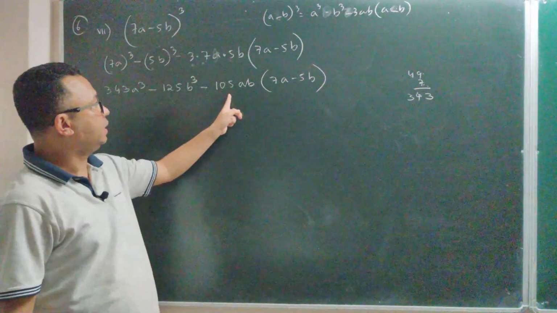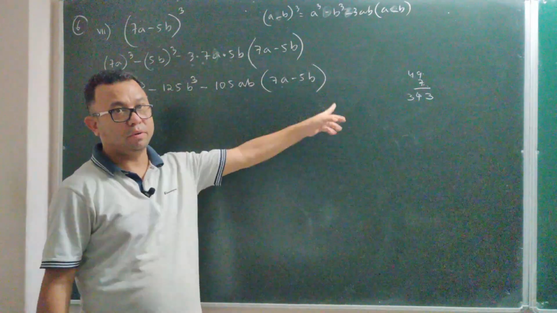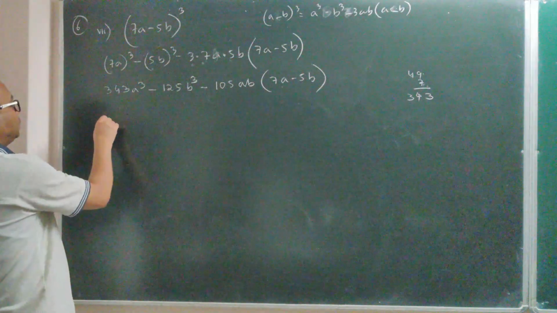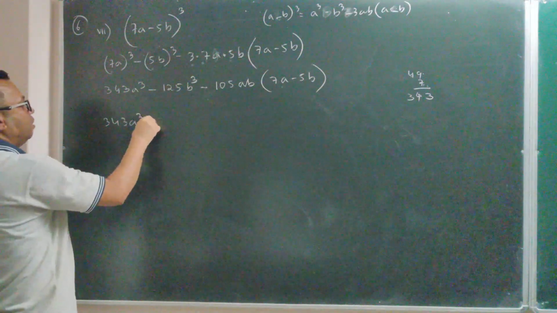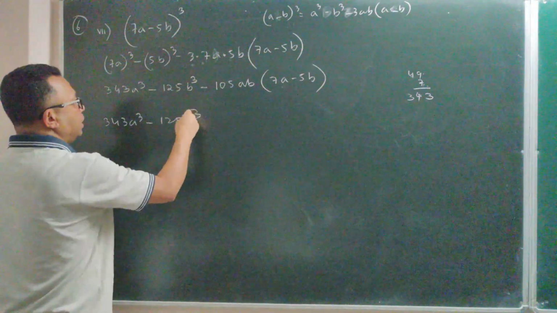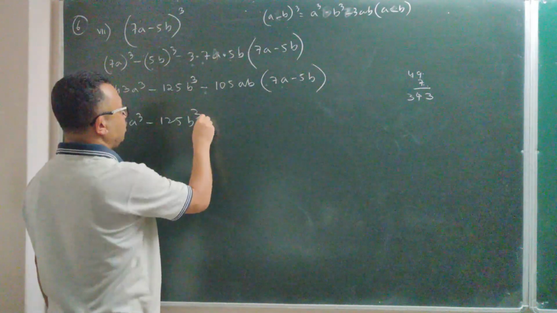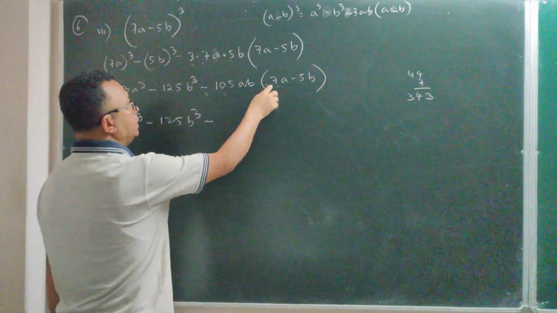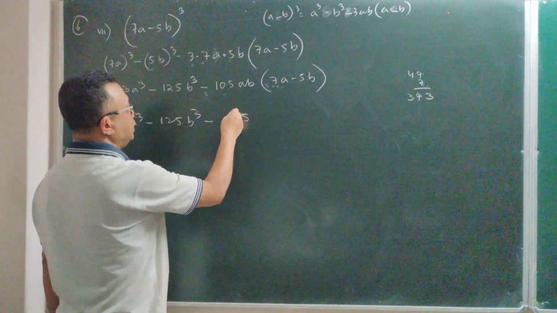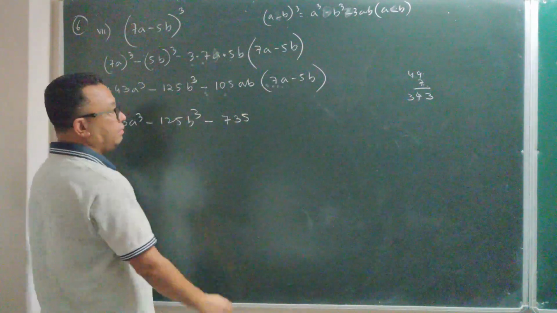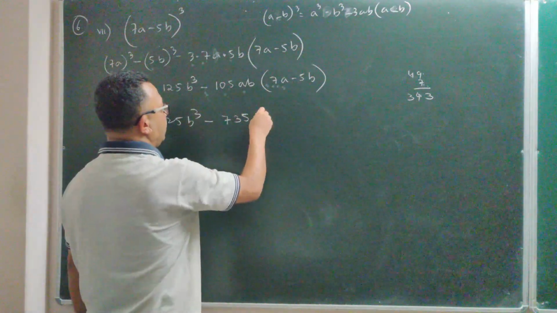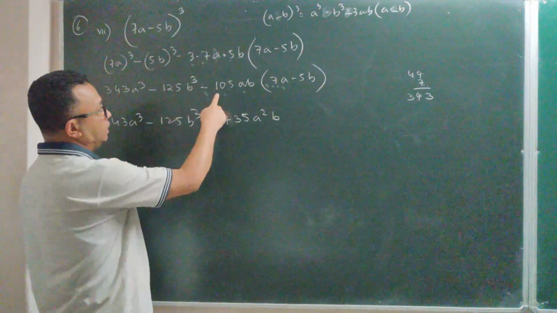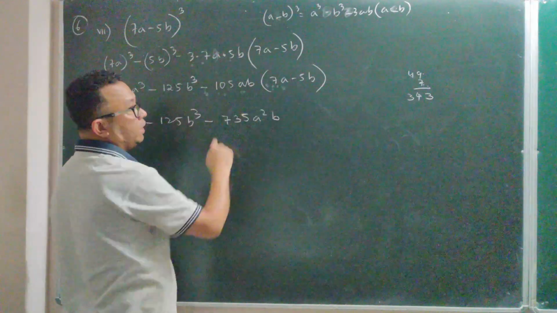Now with this minus 105ab, I have to multiply 7a also, I have to multiply that 5b also. So this is 343a cube minus 125b cube. Now here minus will multiply plus will be minus, because minus into plus is minus. Now I need to multiply 7 with 105. 7 5 35, then 3 7 21, so it becomes 735, and this is ab into a will be a square b.